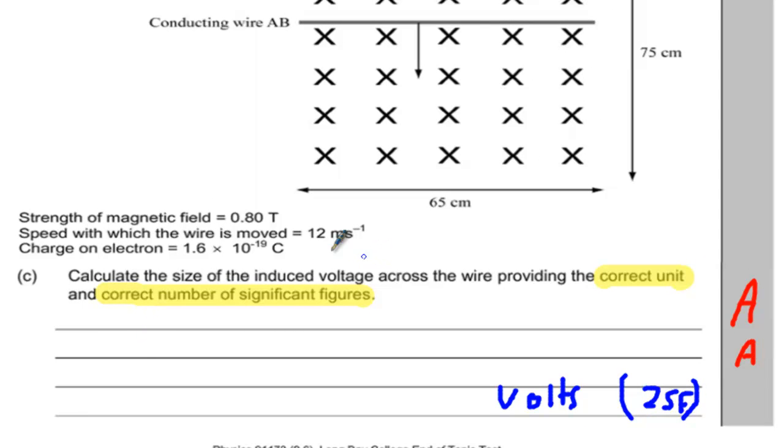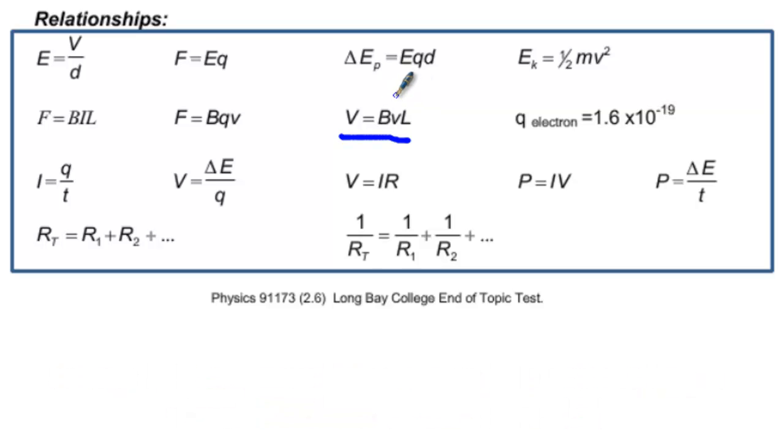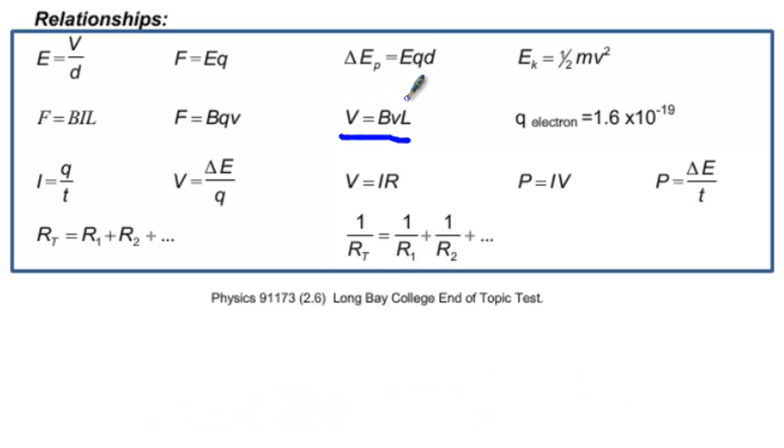Size of induced voltage. Let's have a look at our formula sheet. Well, voltage equals magnetic field strength times velocity times length. And that's what we just saw in question 3b, where the distance that the charges had been separated was related to the amount of potential energy they had, just like the height we lift something off the ground is related to the amount of gravitational potential energy it has. So voltage is linked into this idea of length. If that doesn't make any sense to you, that's fine.